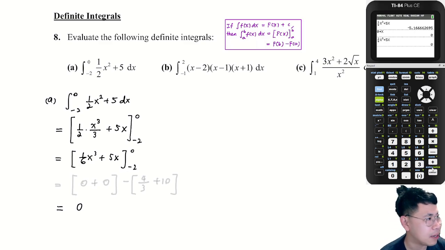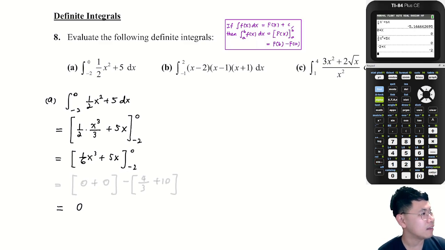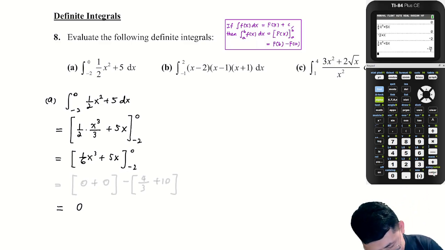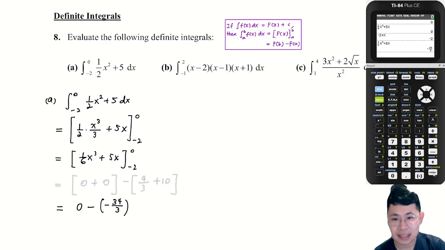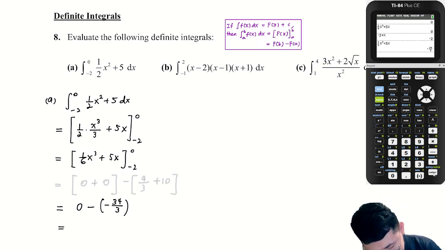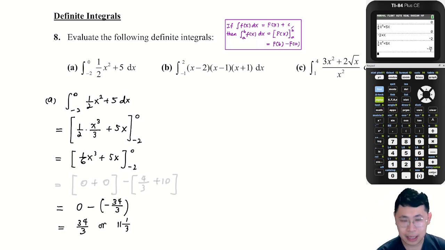Then for the second bracket, I will need to store the value of -2 into x. Can you see this? Then it will give me -2. Then go back up to my history, enter. Enter again. This will give me minus a negative 34 over 3. It will be the first number minus the second number. So altogether this is 34 over 3, or you can write this as 11 1 over 3. So this is it for part A.